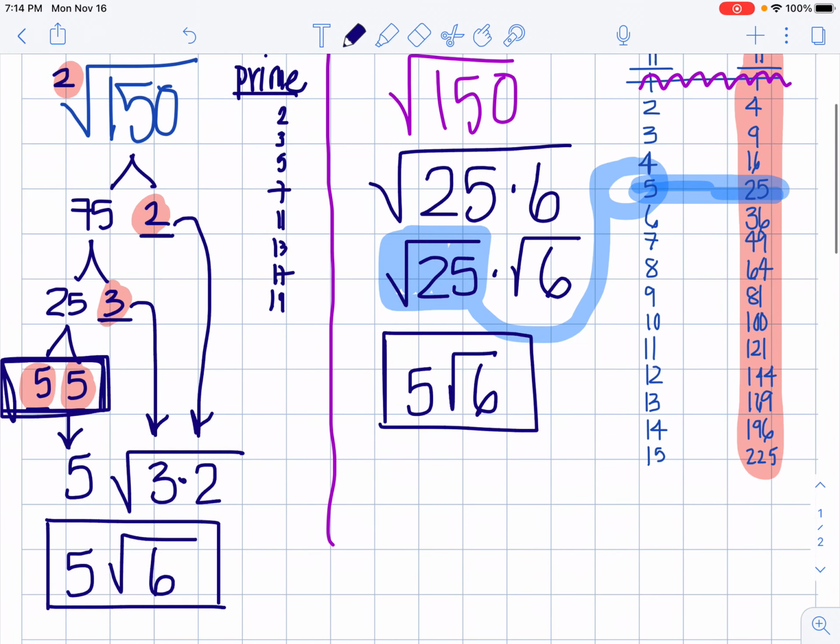So either way, you get the same answer. It just depends on which method you like better, and I don't care which one you want to choose. Let me know if you have any other questions. Good luck.